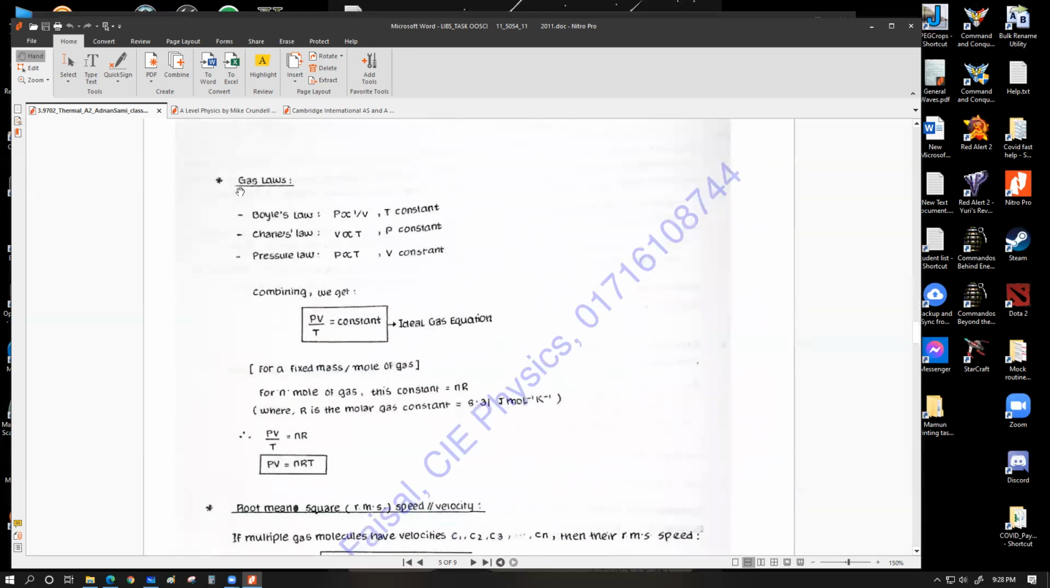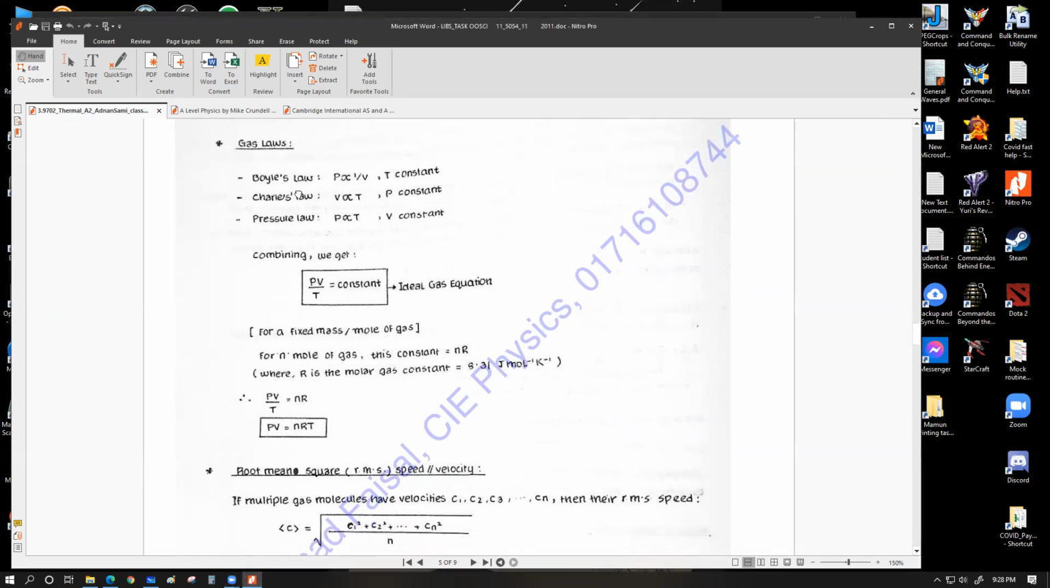Then we have the gas laws. Before I get into the gas laws, any questions so far? Anyone? No. Yes? No. Okay. No, sir. Let's go for the gas laws.